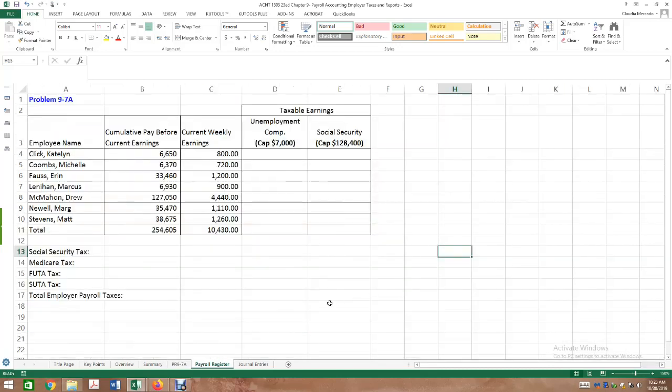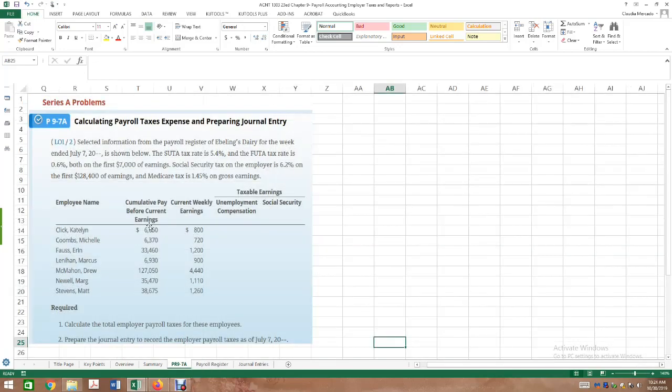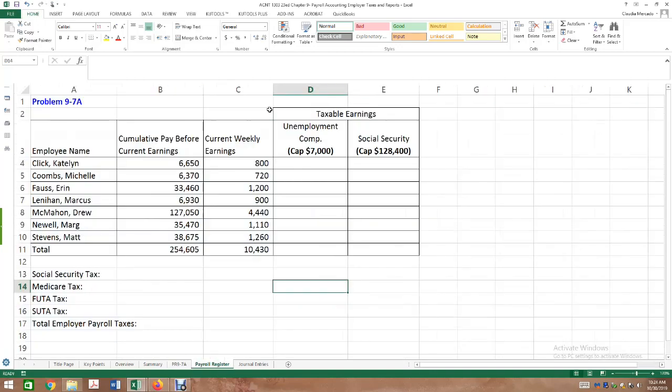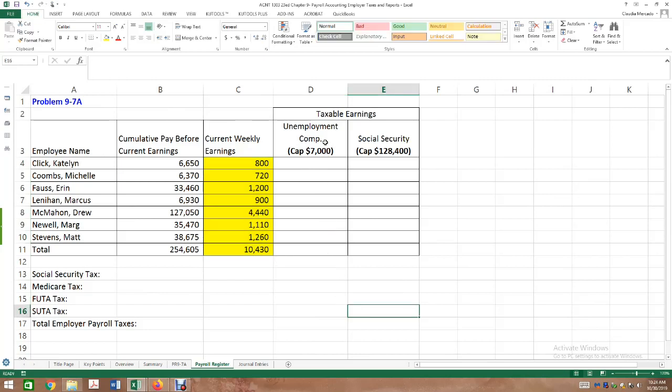I've set up the problem here in an Excel document. All I did is copy and paste my information, just like what is here, because I don't want to be scrolling back and forth. Now I need to figure out how much of my weekly earnings is taxable for my unemployment compensation. Remember, I have a cap of $7,000.